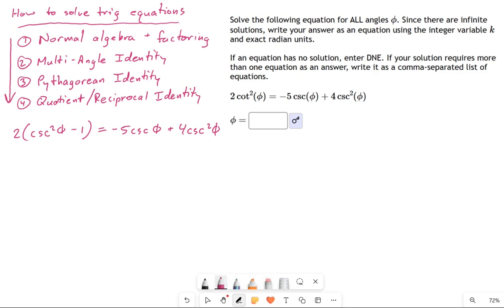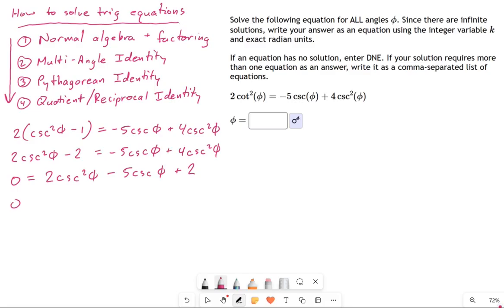Let's clean up some space here. And I'm going to distribute out. We're back down to normal algebra at this point. I see the only thing there is on each side is cosecants. So I have some hope that we're going to be able to just solve this without any further identities. Let's see how far this goes. Now I need to clean up everything so that there's a 0 on one side and I can get myself towards some factoring. And this is going to turn into 0 equals 2 cosecant squared minus 5 cosecant plus 2. Okay, I just combined some like terms on the right side. And now we're going to try some factoring.